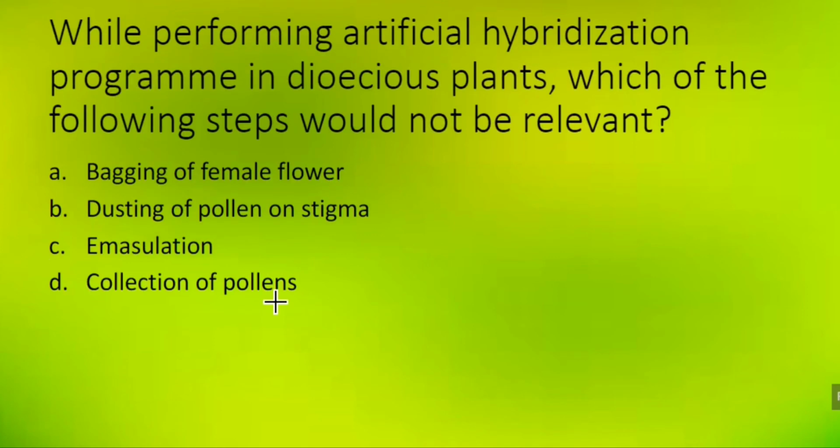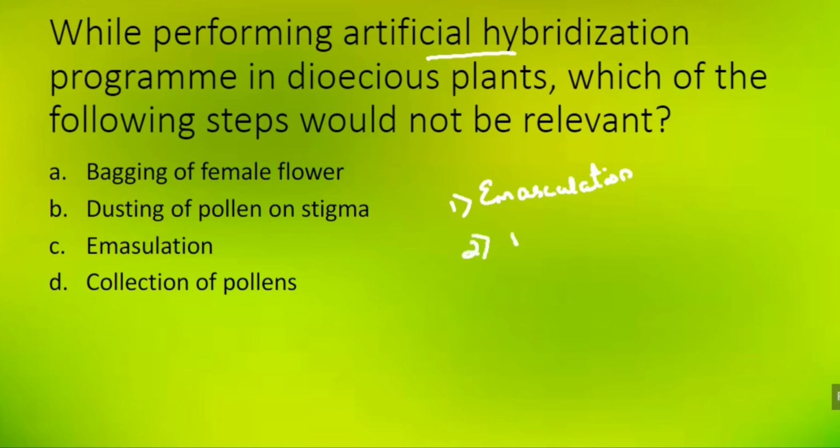While performing an artificial hybridization program in dioecious plants, which of the following steps would not be relevant? We know that when we are doing artificial hybridization, the first step is to emasculate. Emasculation of the bisexual flower. If the flower has both stamen and carpel, we will remove all the anthers or the stamens using forceps. That is called emasculation.